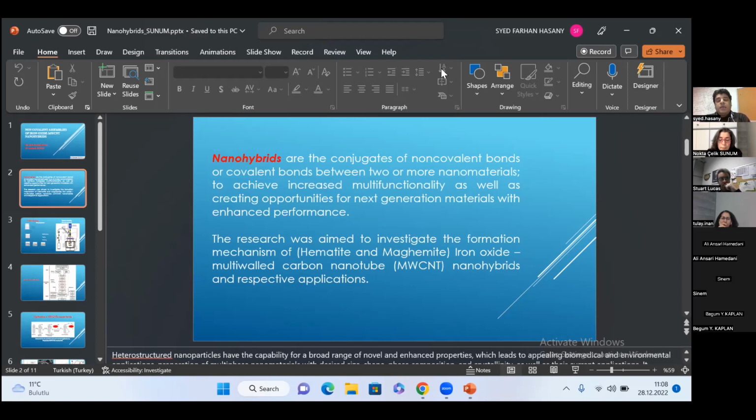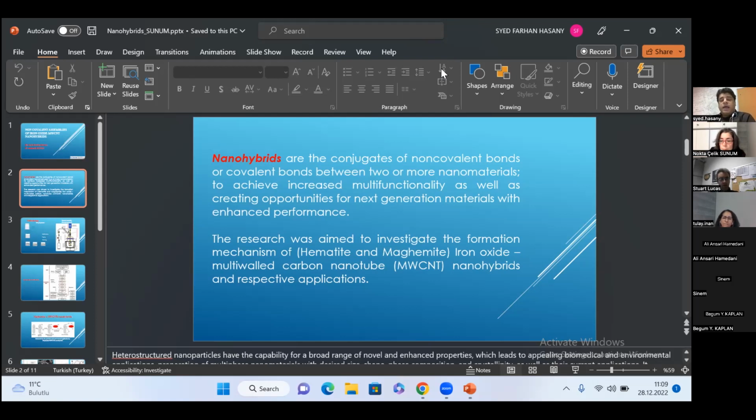We can use nanohybrids because of their different phases, because of the interaction of different phases between two different types of molecules or nanomaterials. We can use them for many purposes. Today's presentation is aimed to investigate the formation mechanism of two polymorphs of iron oxide, namely hematite and maghemite, with multi-walled carbon nanotube and respective conjugate nanohybrids.